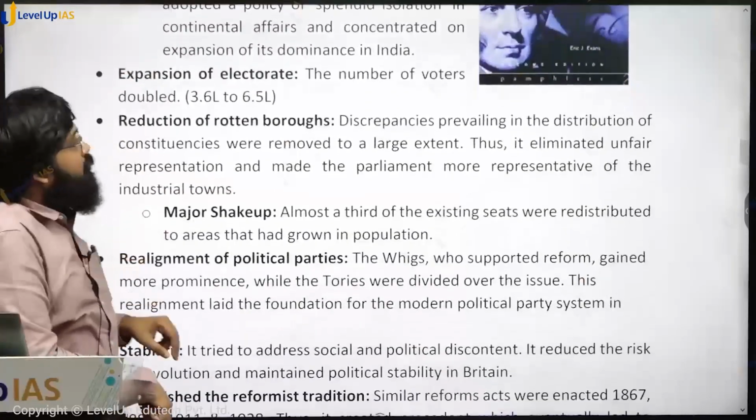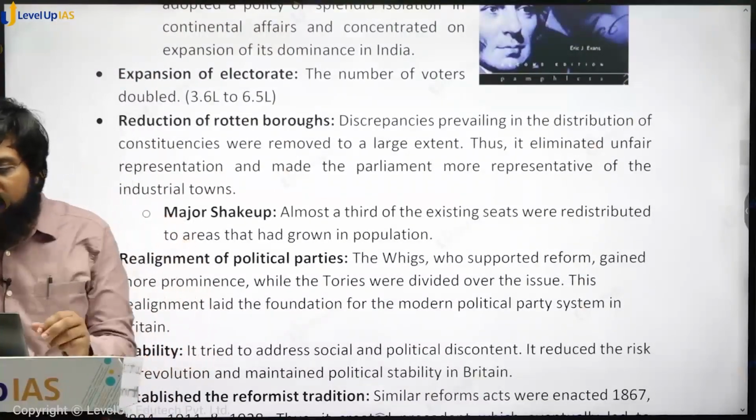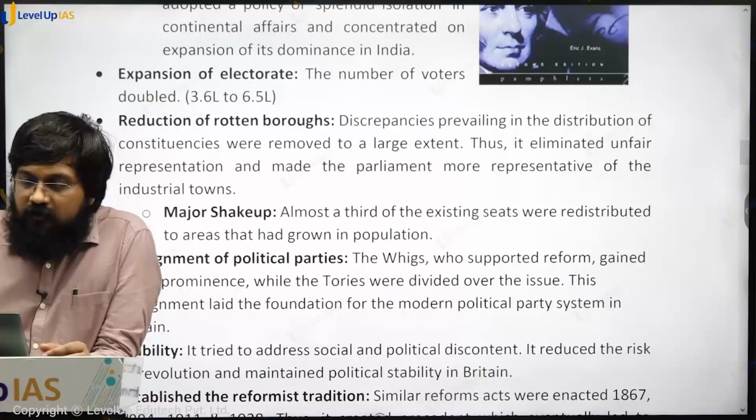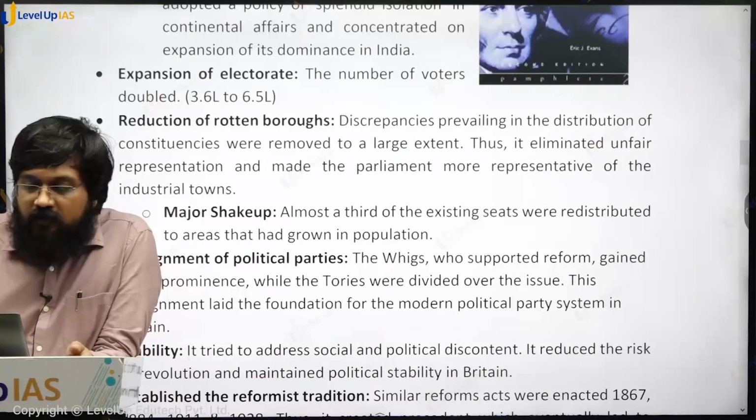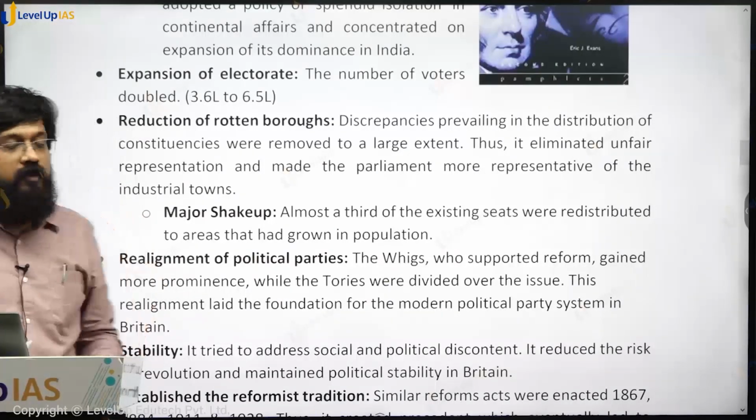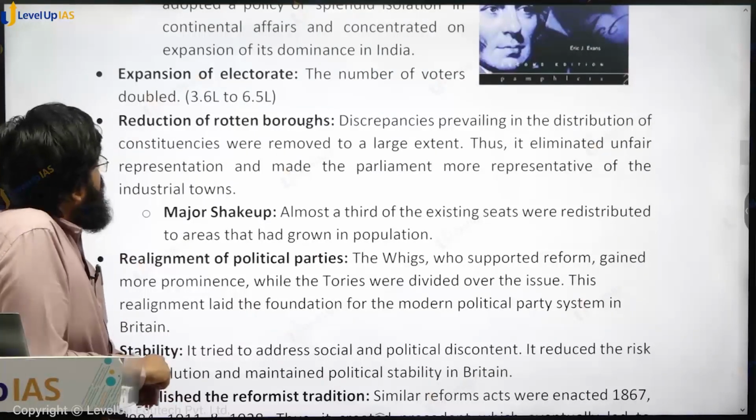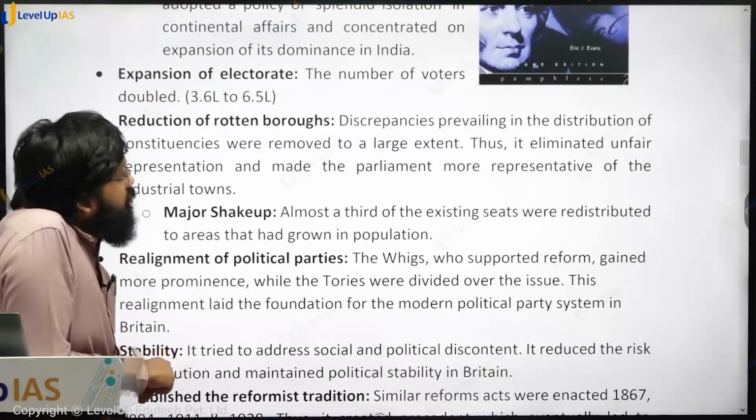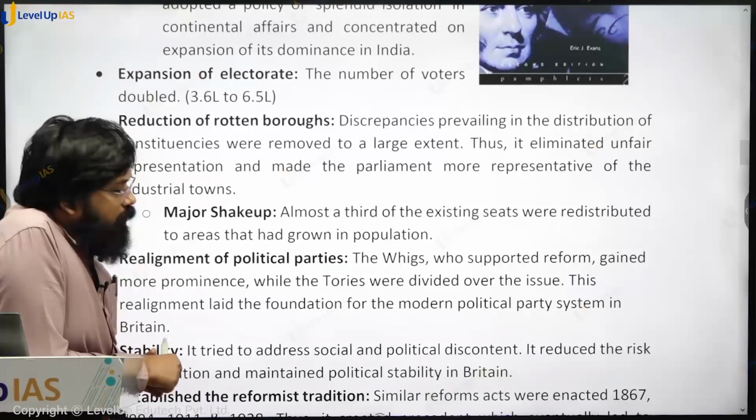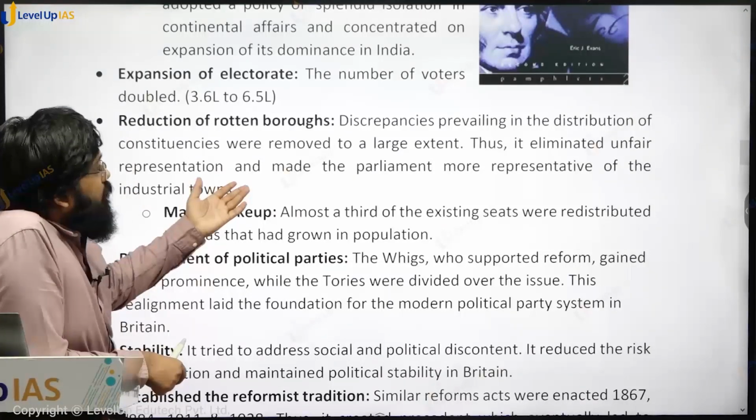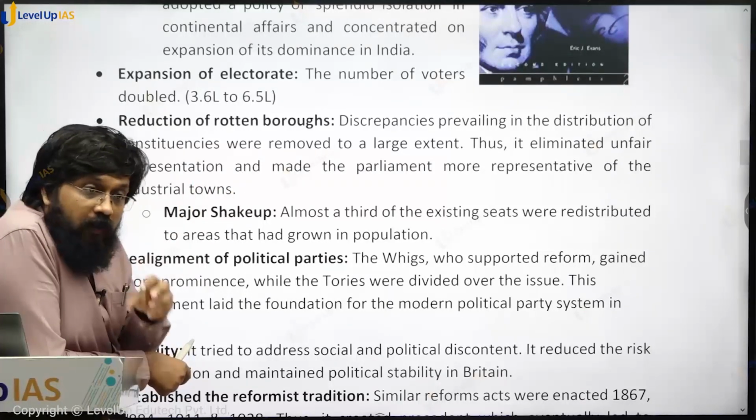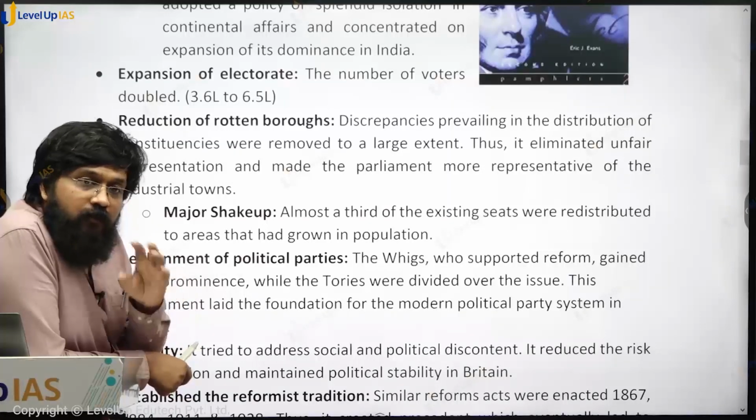Then we have expansion of electorate. The voters increased in number from 3.5 lakh to 6.5 lakh. Reduction of rotten boroughs. Discrepancies prevailing in the distribution of constituencies were removed to a large extent. Not completely, but to a large extent. And the parliament became more representative, in the parliament you have now more MPs from the urban area.